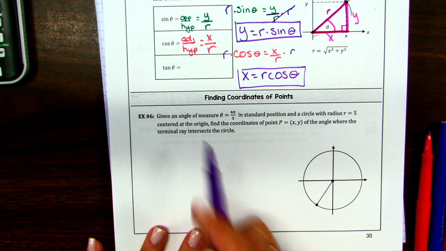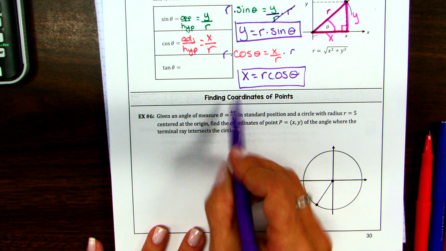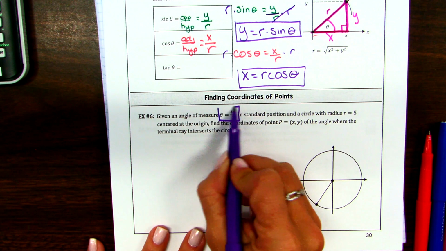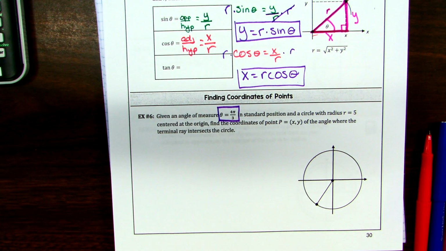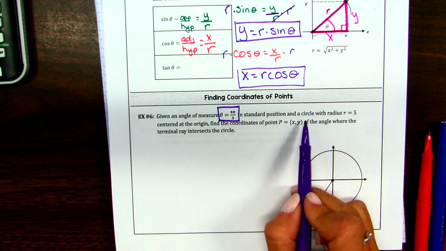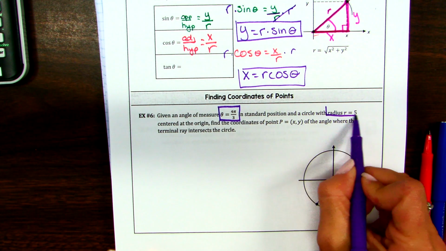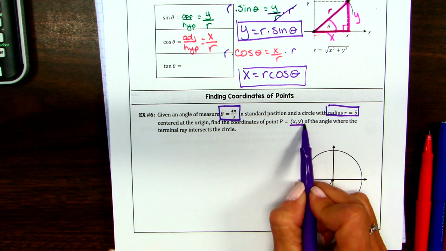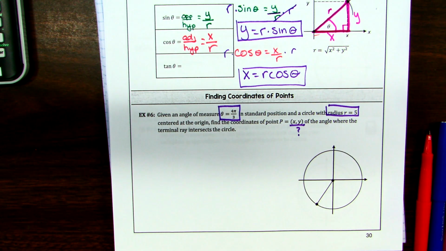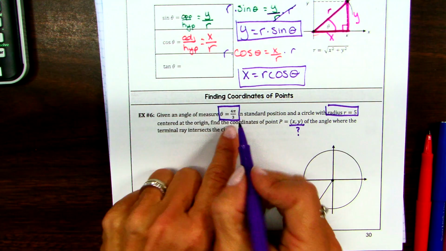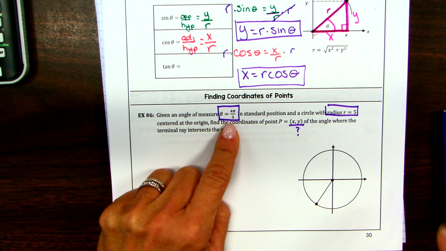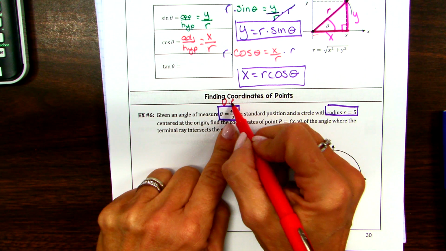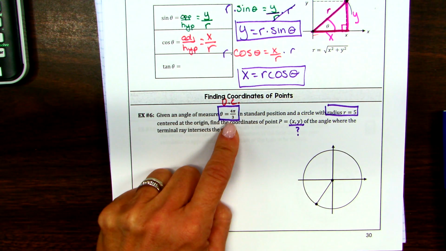What we have here is we have an angle measure, theta. That's what that means. There's an angle measure of 4 pi over 3. And a circle with a radius of 5, centered at the origin. What we're trying to do is find the coordinates of that point. Okay, so let me explain what this is saying. 4 pi over 3 should sound familiar to you. It's one of your unit circle angles, right?